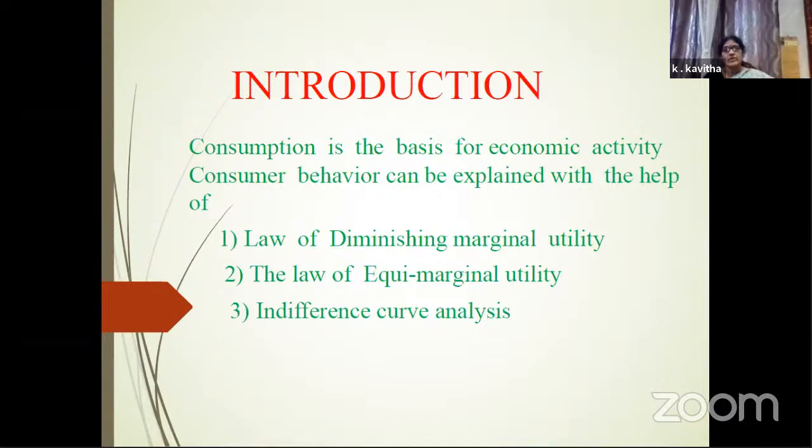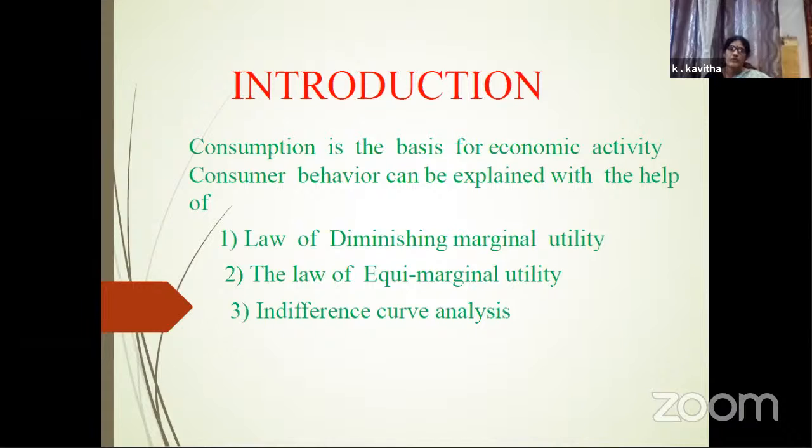In this unit, we'll go through the utility approaches and the laws: the law of diminishing marginal utility and the law of equimarginal utility, which were explained and popularized by Marshall. The next one is the modern theory approach, where Hicks and Allen explained the indifference curve analysis.